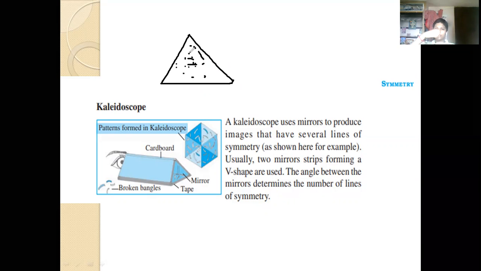So when we rotate, due to the reflection of the glitters on the mirrors, the design will be formed. It will be very nice. See, what is a kaleidoscope? It uses mirrors to produce images that have several lines of symmetry. Usually two mirrors in a V-shape are used. The angle between the mirrors determines the number of lines of symmetry. This is the kaleidoscope.